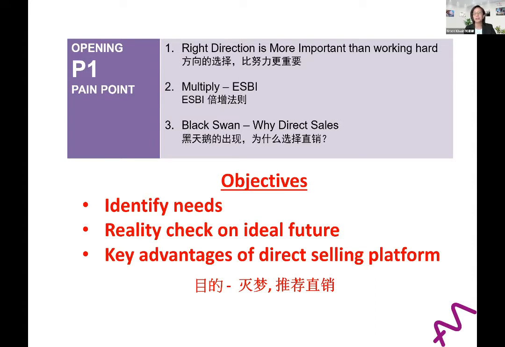So there are 3 points that you see on top that says, right direction is more important than working hard. And I'm sure those of you who are here today are already in M Life business. You know what this means. Later, I'll elaborate using the subsequent slides. And next, we're going to talk about multiplication, which is the ESBI formula, and then the black swan and why into direct sales.